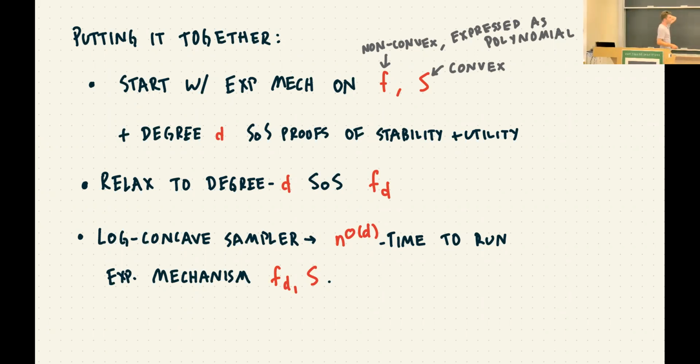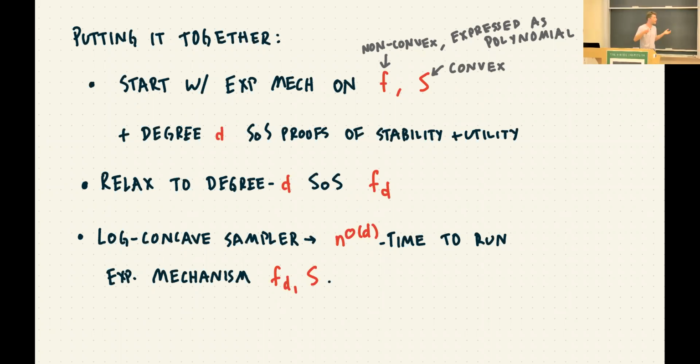And suppose that I also have degree d sum of squares proofs of stability and utility for this exponential mechanism instantiation. Then what's the natural thing to do? I said I wanted to replace non-convex things with convex proxies. The non-convex thing here is the score function, so I'm going to replace it with a convex proxy. Now, I told you about sum of squares relaxations for sets. I didn't tell you about relaxations for functions, but it's not too hard a leap, because a function is convex if the region above it is convex. So there's a way to talk about SOS relaxations for functions.